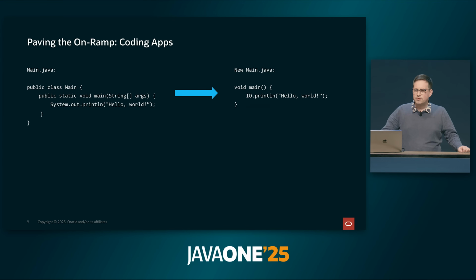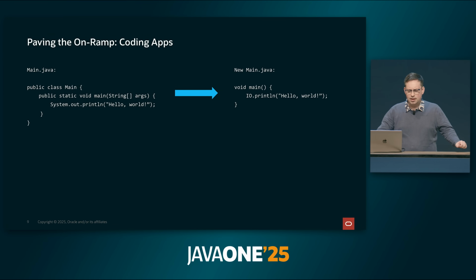Paving the on-ramp is really something introduced by Amber on the language side, and there's been a lot of work on simplifying the initial user model exposed to new Java developers. And I think this is great. You see here that we made it a lot easier to run Hello World applications, and in general you can write simple applications, and it's very easy to do that.